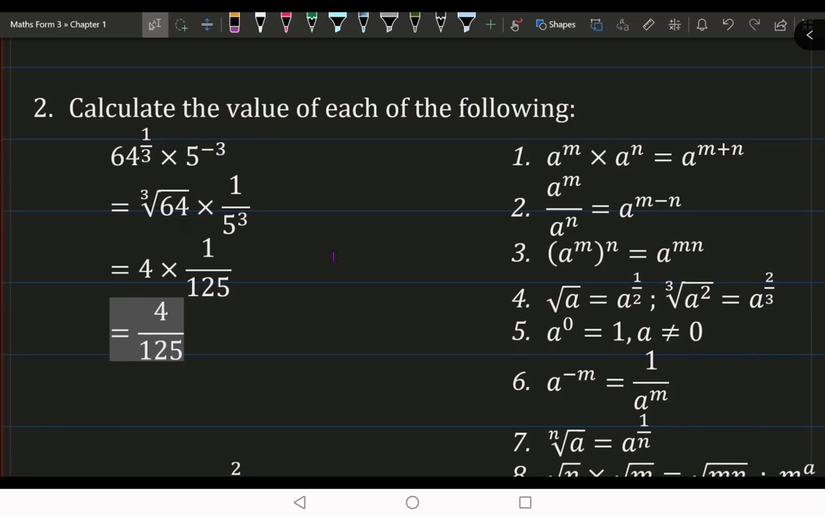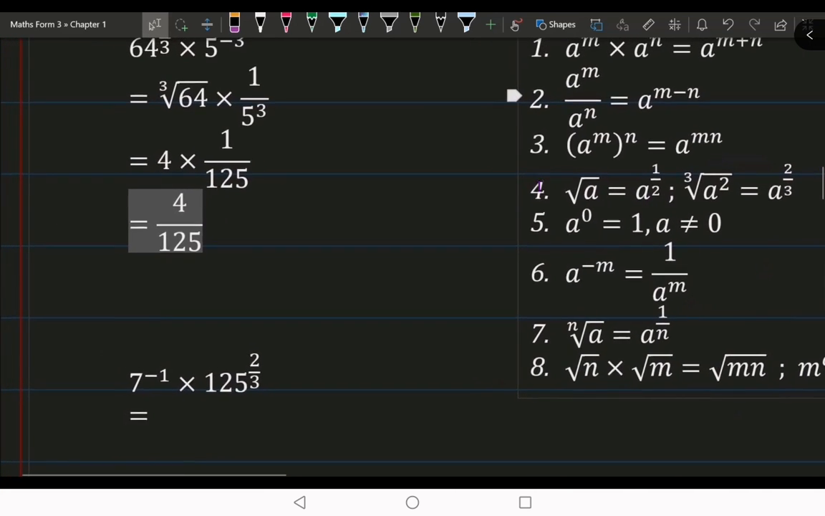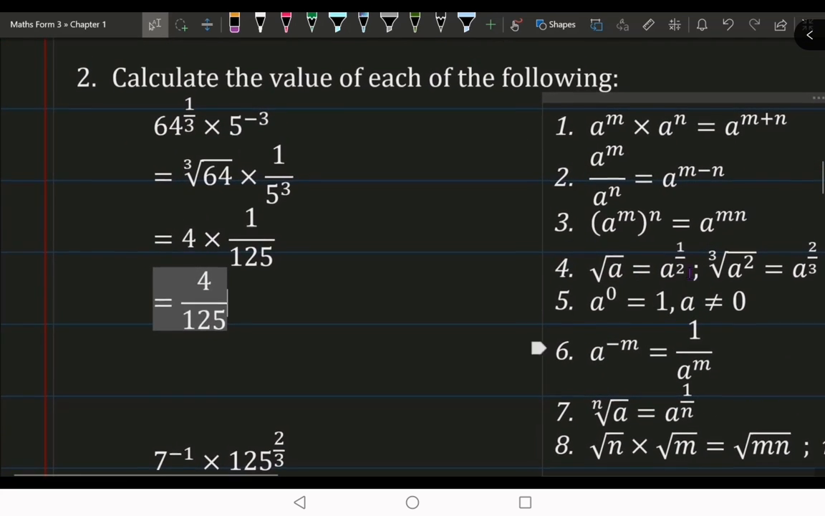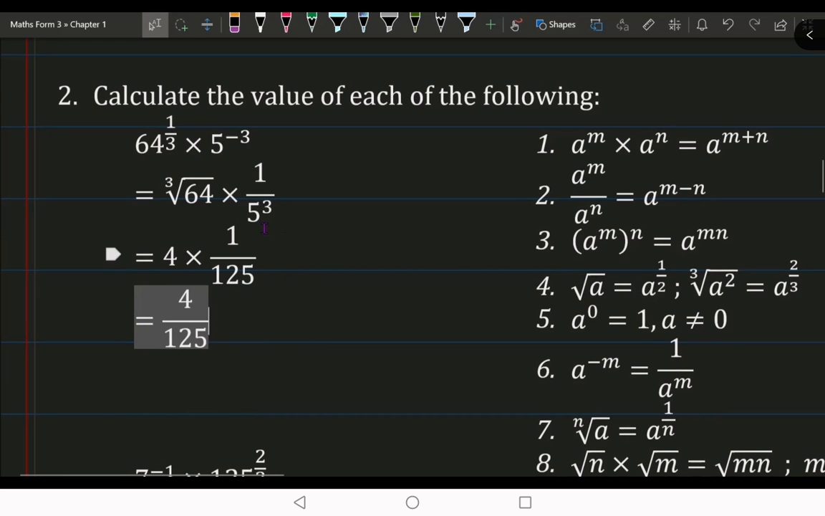This one you need to understand. First, the 1/3 means cube root, according to the rule here, number 4. Cube root means 1/3, square root is 1/2, and so on. So you need to know the cube root of 64 is 4. It's very easy. 5 cubed is 5 times 5 times 5. 5 times 5 is 25, times 5 again, we get 125.